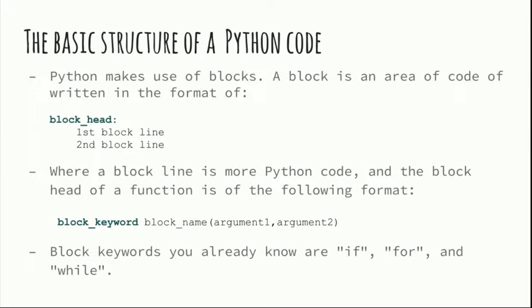Now, the basic structure of Python code. Python makes use of blocks, and a block is an area of code written in the format of blockhead, first block line and second block line, where a block line is more Python code. The blockhead of a function is of the following format: block keyword, block name, argument 1 and argument 2. Block keywords you already know are if, for and while.